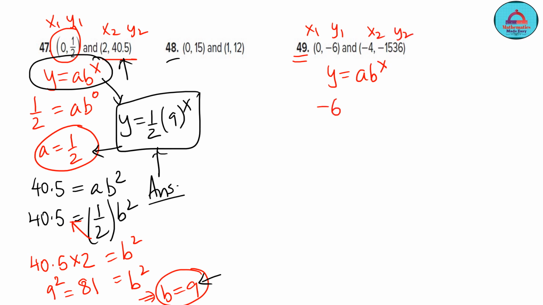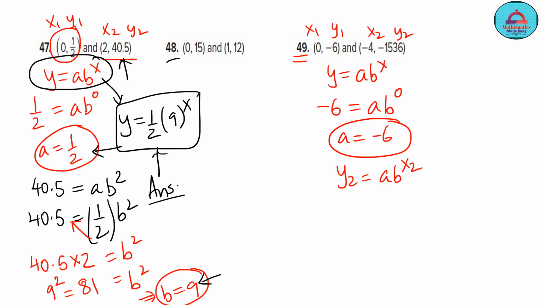So this is minus 6 equal to a multiplied with b to the power 0. So your value of a here is negative this time, minus 6. Let's use the second point. So I put y2 equal to a times b to the power x2. y2 is a big number, also negative, and then a is also negative. B we don't know, we have to find, and x2 this time is also negative.